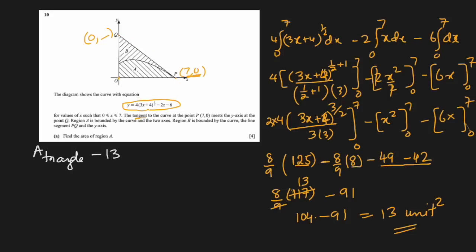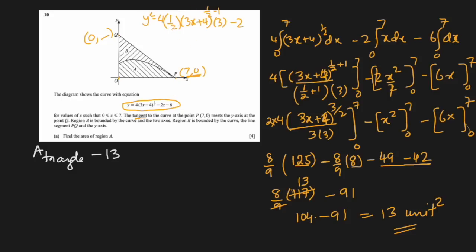So let's differentiate this. For differentiation, this half comes in front and it becomes 4 times half. So y prime will be equal to 4 times half, and then the bracket remains what it is, (3x + 4) to the power half minus 1, multiplied by the differentiation of what is inside the bracket. Differentiation of 3x plus 4 is 3. Differentiation of minus 2x is minus 2. Differentiation of minus 6 is 0, so we will not write it.